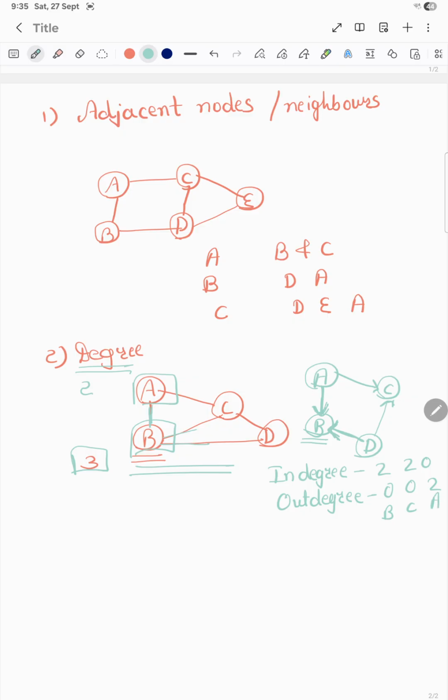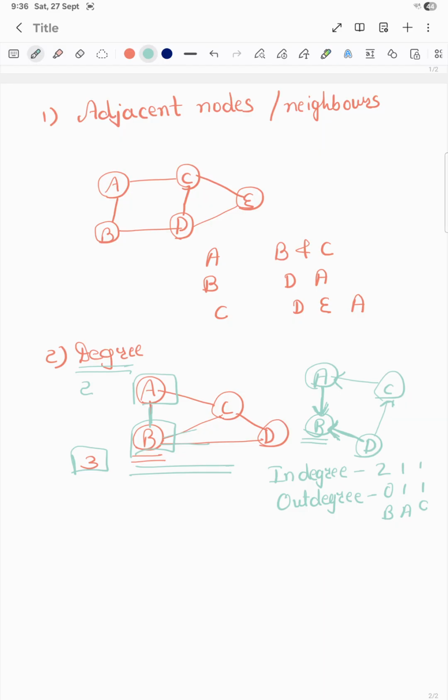Let us say that if I change the direction from this to this, right, then with the direction, for A, in degree is 1 and out degree is 1. For C also, in degree is 1 and out degree is 1. So I hope you understood the concept of in degree and out degree.